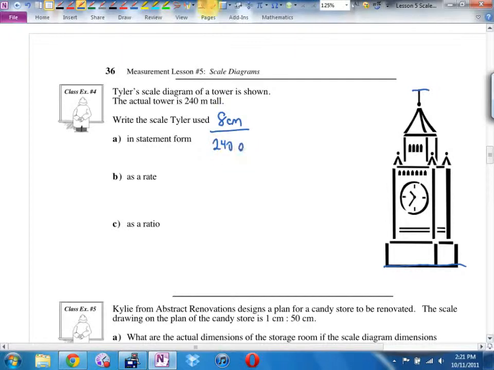This time we're not being asked to find a missing value. Instead, we just want to take this scale and reduce it to lowest terms. What numbers go into 8 and 240? Well, as it turns out, 8 does. So if you divide 8 into 8, you get 1. What's 240 divided by 8? 30? This scale, 1 centimeter equals 30 meters. So 1 to 30 scale.